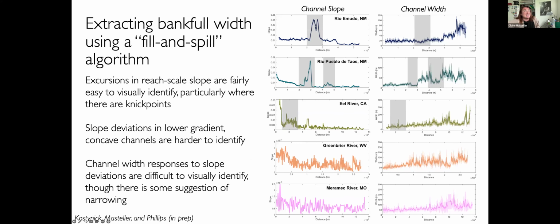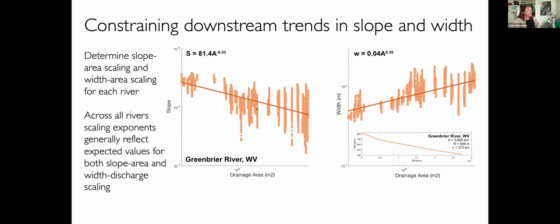There's some suggestion of narrowing, but not anything that I would personally hang my hat on just by looking at these profiles. Part of the reason for that is that we have these downstream trends that might be masking some of these deviations that we want to think about. And so for each of our rivers, we constrained downstream trends in slope and width with increasing drainage area. This is just an example for the Greenbrier, where we determine a slope-area scaling and a width-area scaling for each of our rivers.